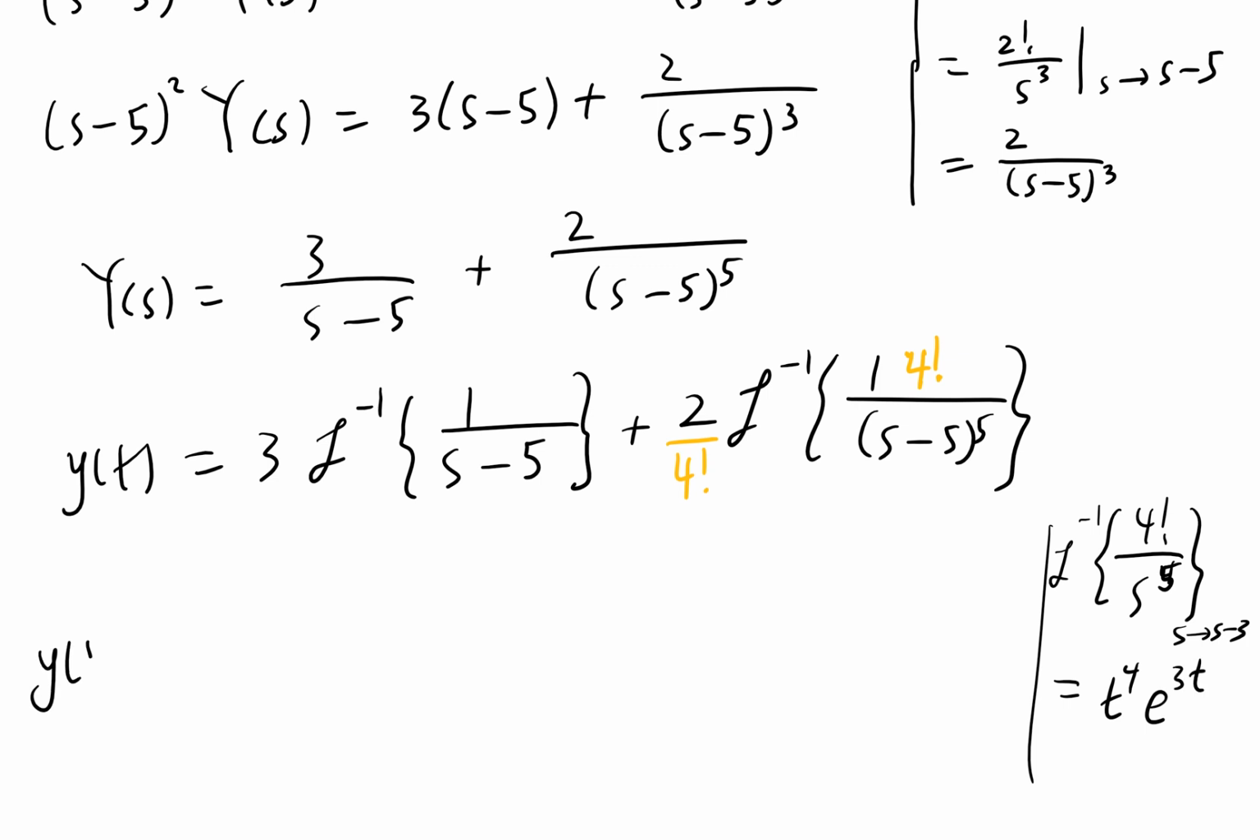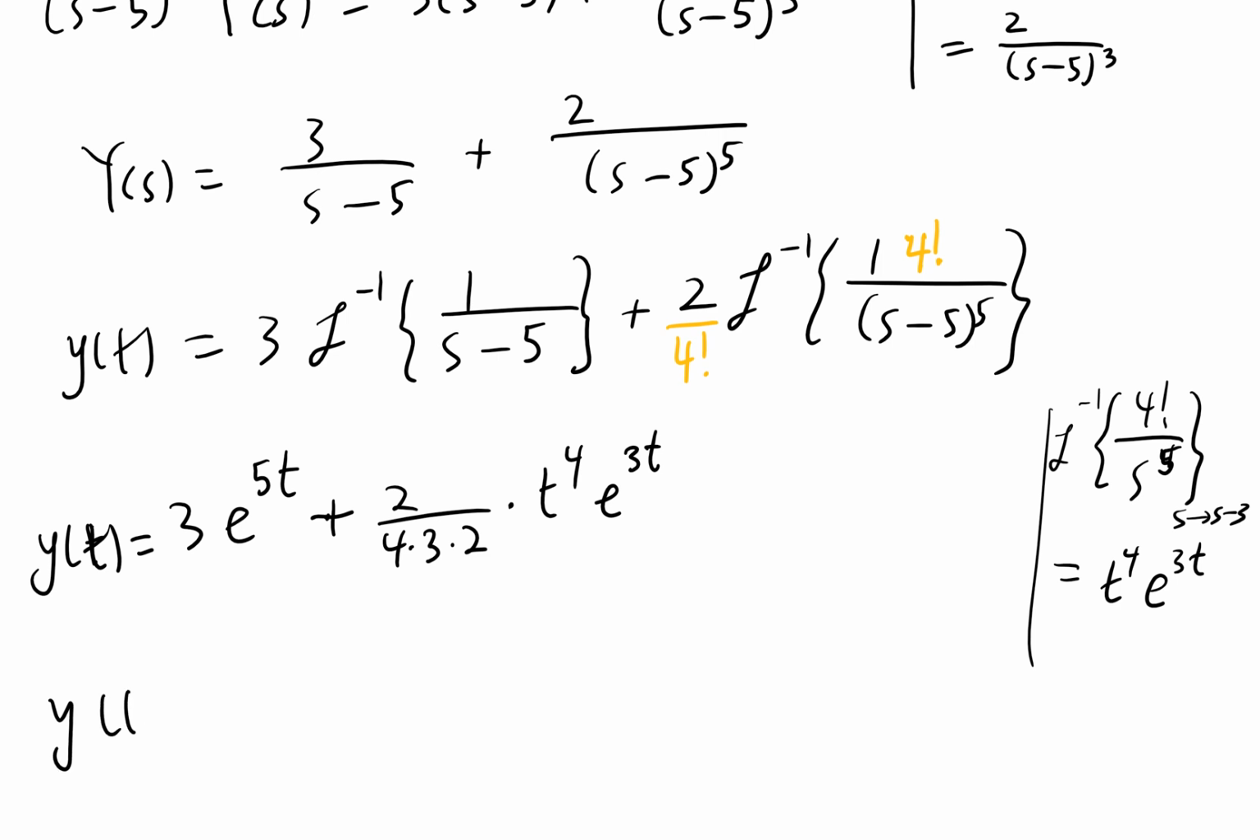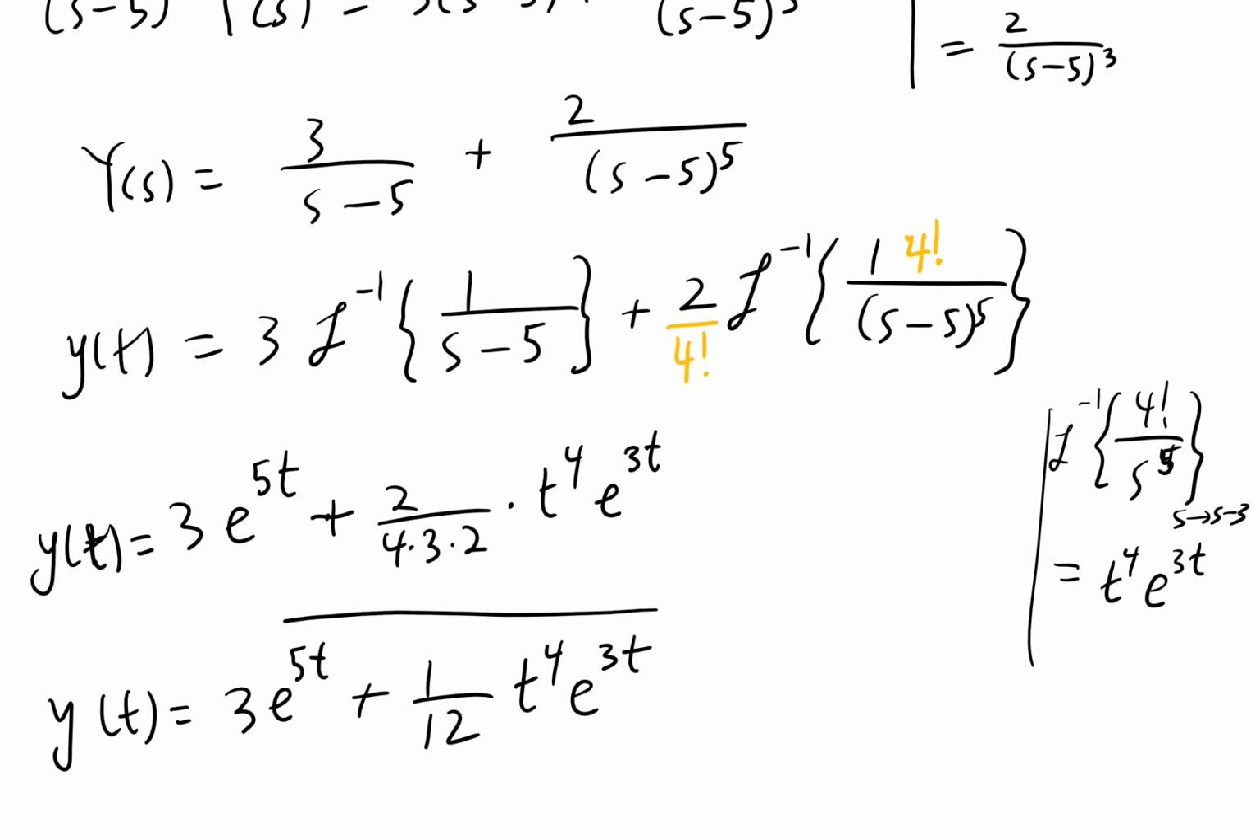So what do we get for this one? This is 3 e to the 5t plus 2 over 4 times 3 times 2, and the Laplace inverse for that is t to the fourth, e to the 3t, the one that we just found on the right side. So the final answer would be 3e to the 5t plus 1 over 12 t to the fourth, e to the 3t.